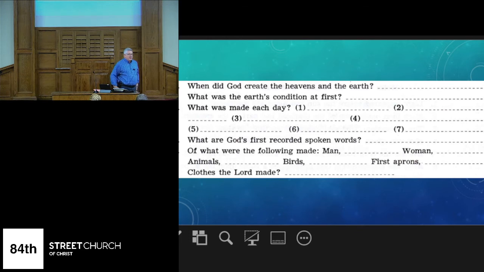And the 7th day is rest. You'll see the pattern of 7 and the 7th being rest repeated throughout the Bible. So pay attention to it.